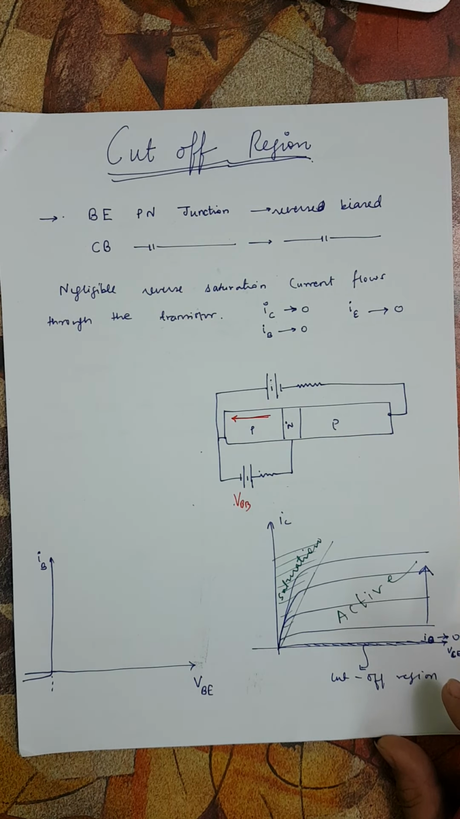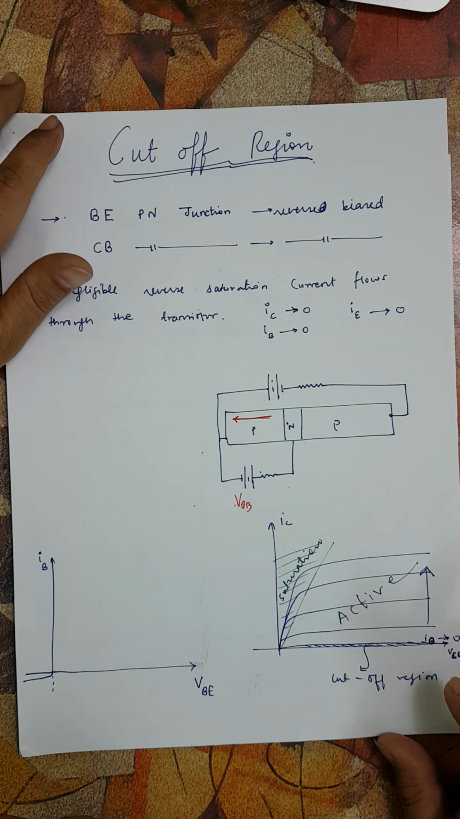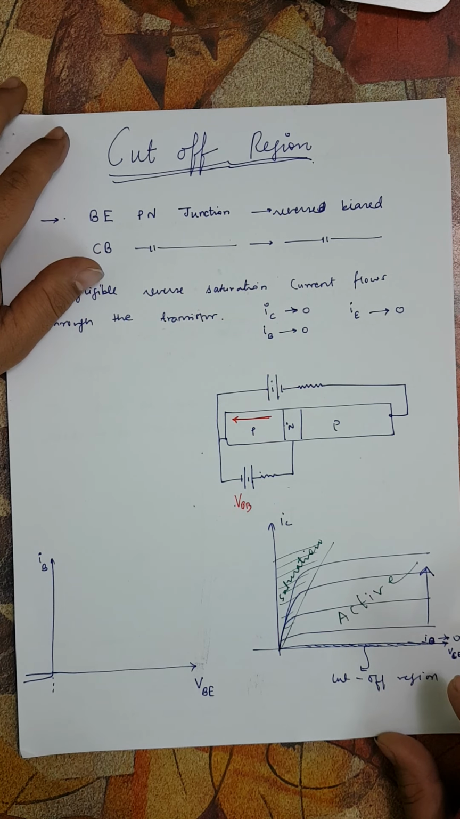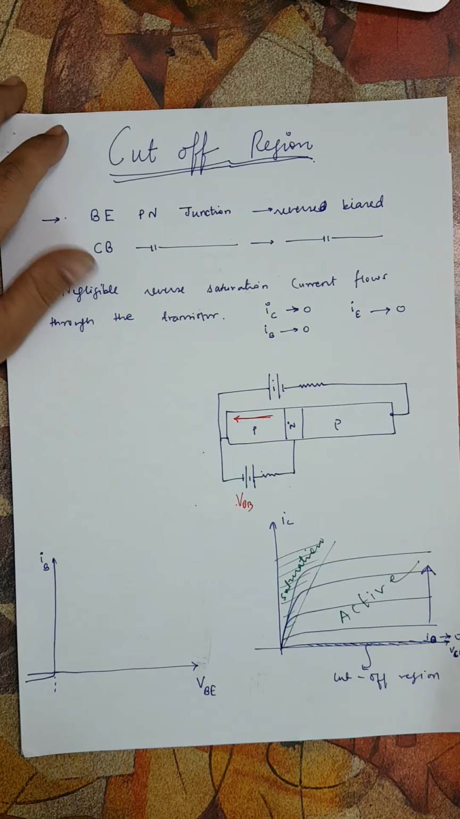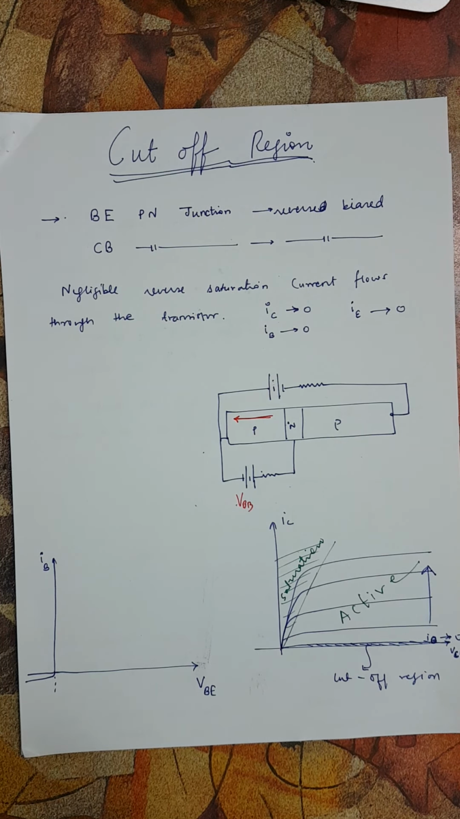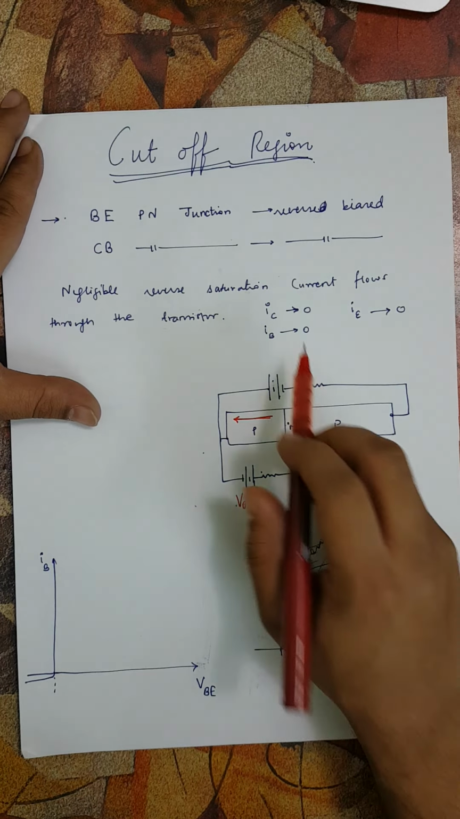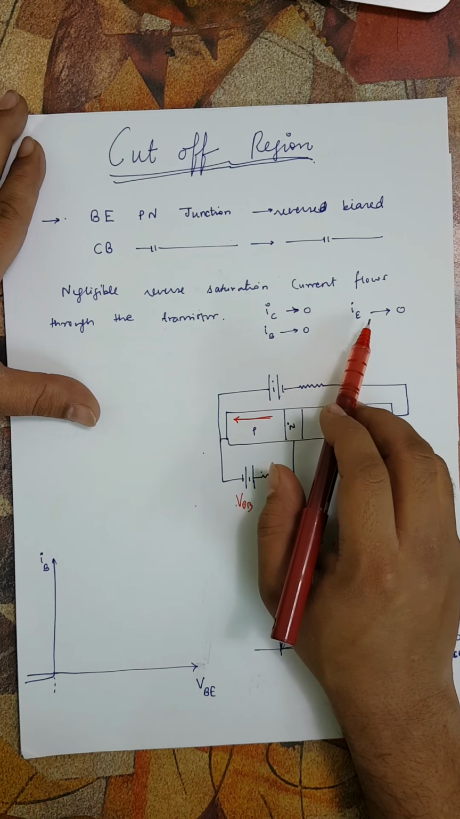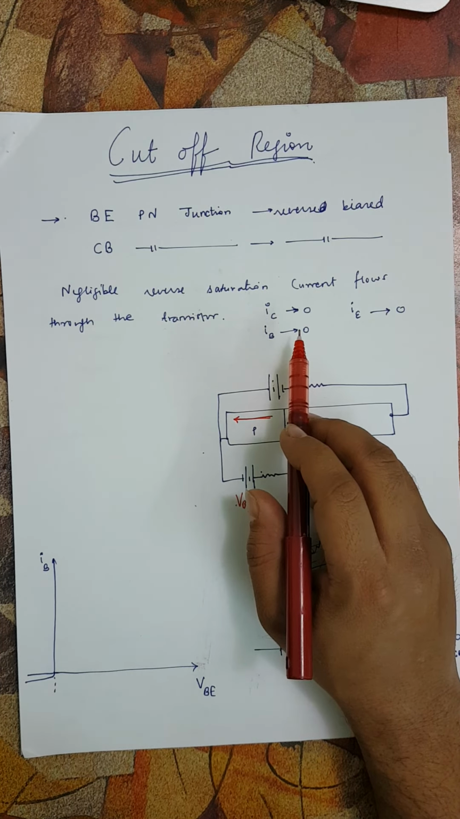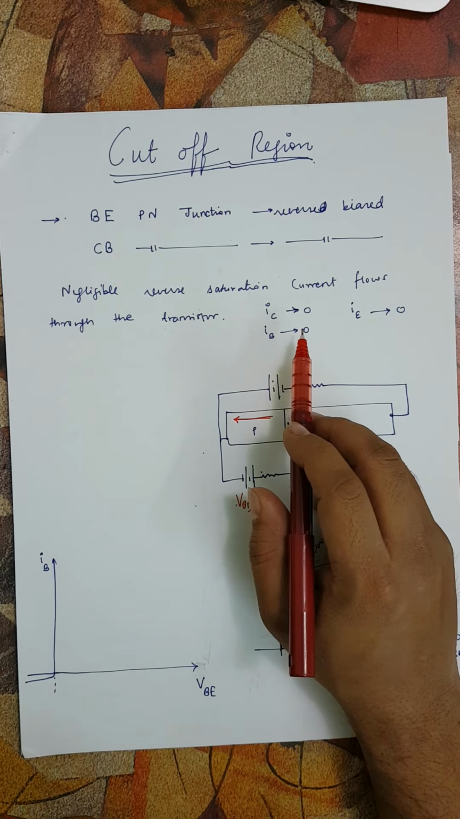Both the currents are nearly equal to 0. IC tends to 0, IB tends to 0, IE tends to 0, and we say that the transistor is off. Like when a switch is off, we say that no current flows. Similarly, we say that the transistor is almost off, with negligible currents of the order of 1 to 5 microampere. So that is the cutoff region.